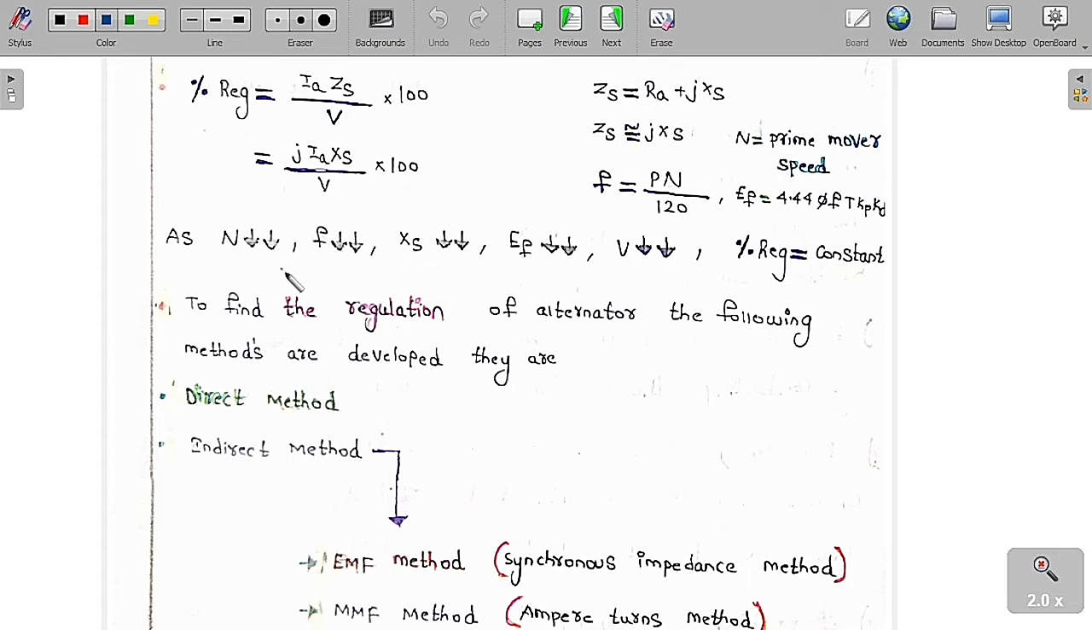You can see clearly here, whenever the prime mover speed decreases, the frequency decreases. As frequency decreases, E_ex decreases, because E_ex is proportional to frequency. And whenever E_f decreases, V also will decrease. So as E_f decreases and V is also decreasing, both are decreasing, therefore the ratio is almost constant. So the percentage of regulation is constant, or simply we can say that the regulation graph of the alternator is the same, no matter whatever the speed of the alternator, for each and every speed.